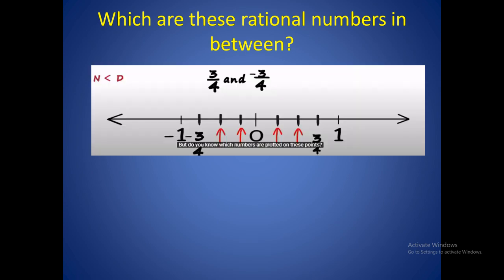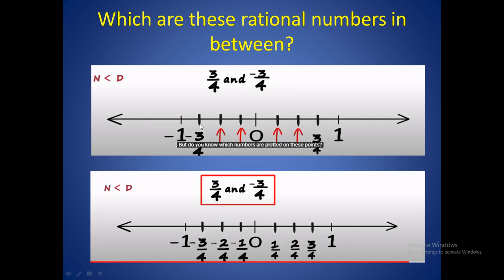Now the question comes, which are these rational numbers in between? Now we have plotted the points 3 by 4 and minus 3 by 4. This position is of positive 3 by 4 and this is the position of minus 3 by 4. What about these numbers? Now, this number at the gap of 1 distance at first position will be 1 by 4, this will be 2 by 4, this will be 3 by 4, and this will be 4 upon 4. 4 upon 4 means 1. Same way this position is minus 1 by 4, this is minus 2 by 4, and this is minus 3 by 4.